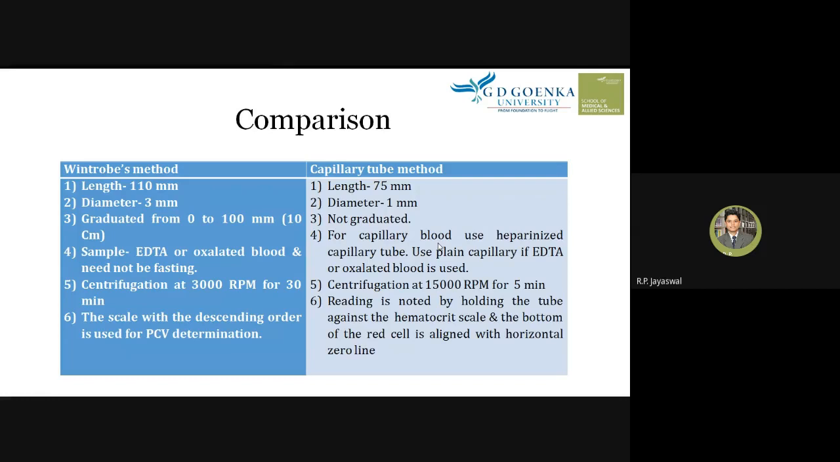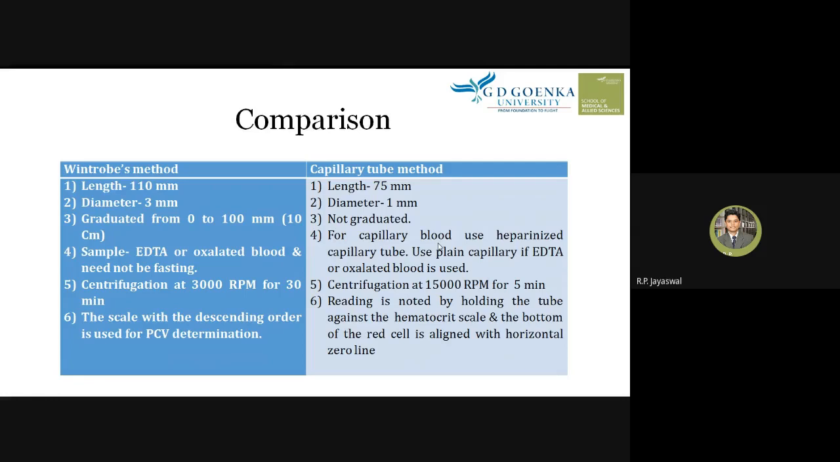What happens in hemoconcentration? The red cells remain, but the plasma volume actually decreases. This is the comparison between the Wintrobe tube method and the capillary tube method. The Wintrobe tube method is a macro method, and the capillary tube method is a micro method. The length of the Wintrobe tube is 110 millimeter, whereas the capillary tube is 75 millimeter. The diameter of the Wintrobe tube is 3 millimeter, whereas the capillary tube is only 1 millimeter. The Wintrobe tube is graduated from 0 to 100 millimeter, but the capillary tube is not graduated.